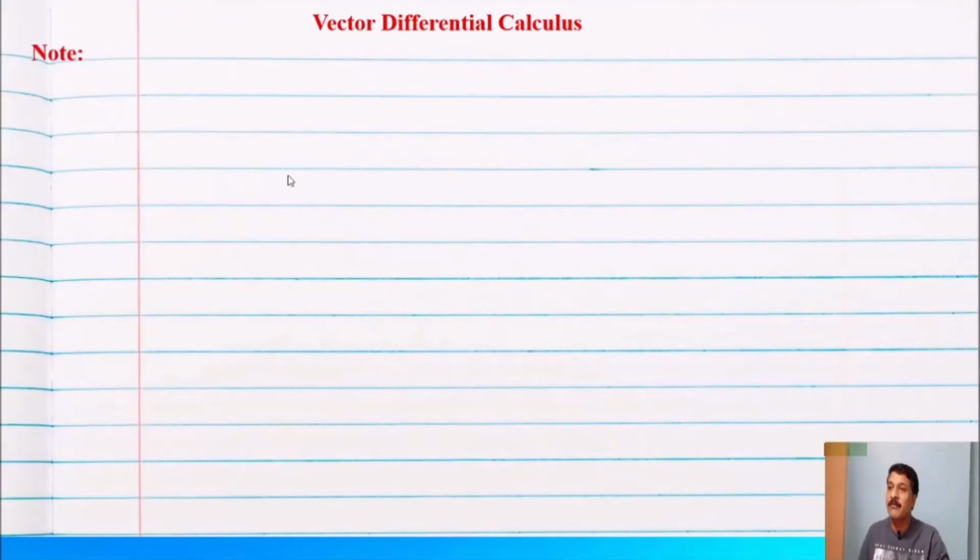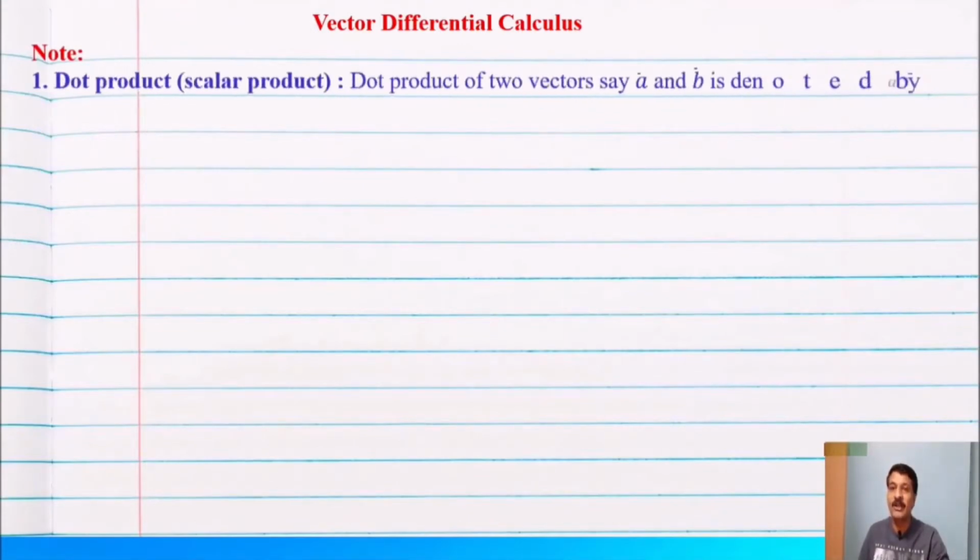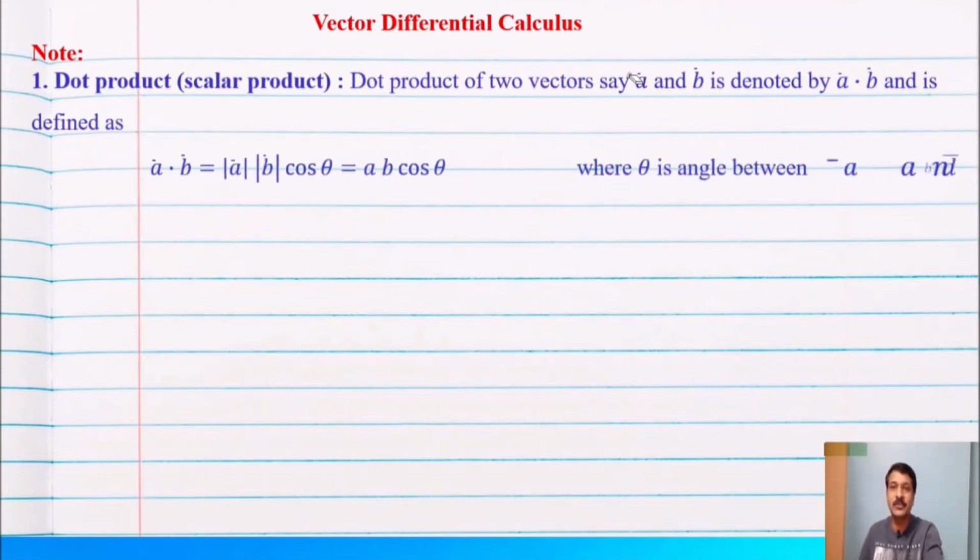You must remember, before starting vector differential calculus, the dot product. A and B are two vectors. Note that vectors are denoted like this, A bar, with a bar on each. So the dot product of two vectors is nothing but AB cos theta, where A is a magnitude. Normally the magnitude of any vector we denote by this or simply A. So AB cos theta. What is this theta? Theta is the angle between the two vectors A and B.